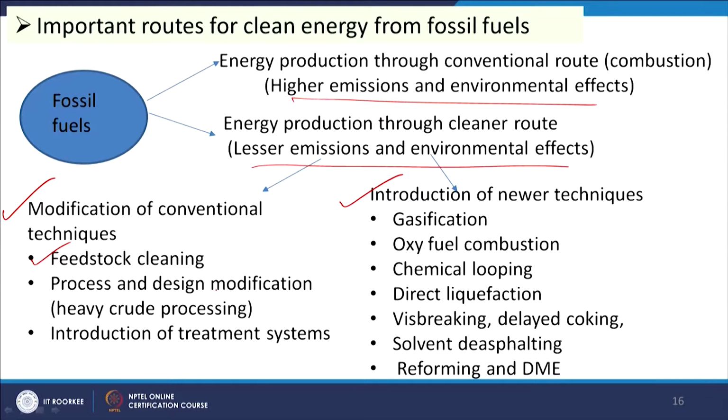Then, process and design modification. We can take one example of heavy crude processing. Conventional refineries are suitable to refine light crude having low sulfur, but if it has more sulfur, then we need to change the refinery configuration. So, the new plants which are coming up are able to accommodate inferior quality crude.